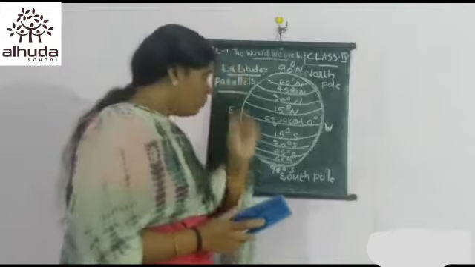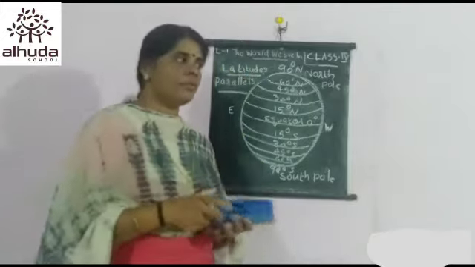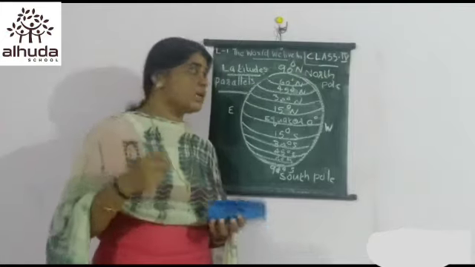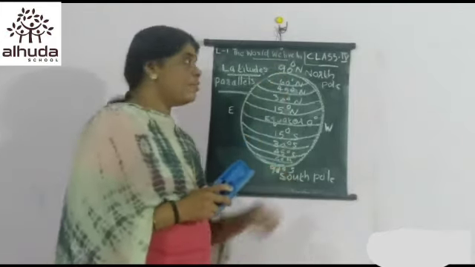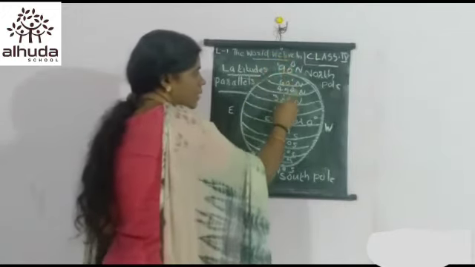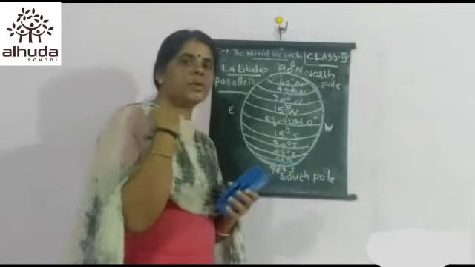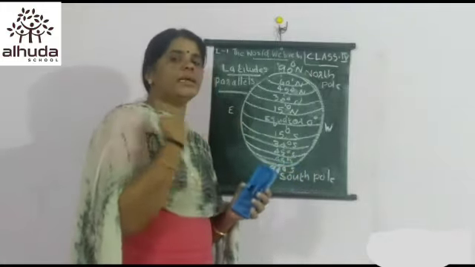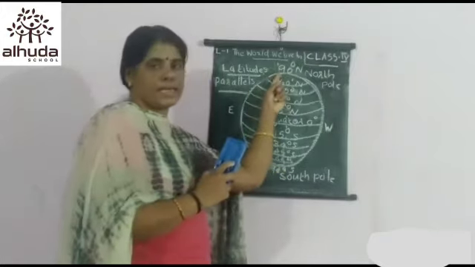Understood? So, which are the points we discussed? What are poles? Poles means the end points. And what is the axis? There is one imaginary line drawn inside the earth. Based on that line, the earth is rotating. And that line is called the axis.